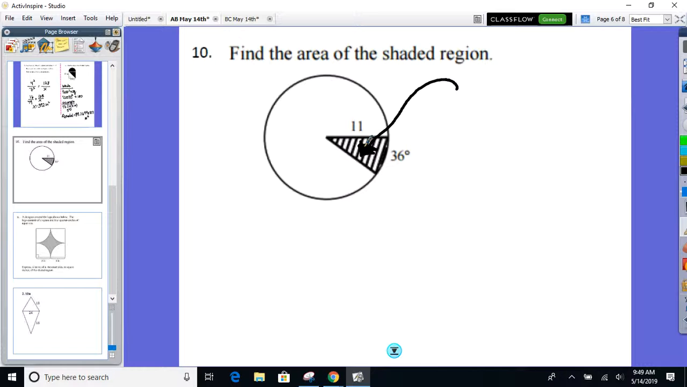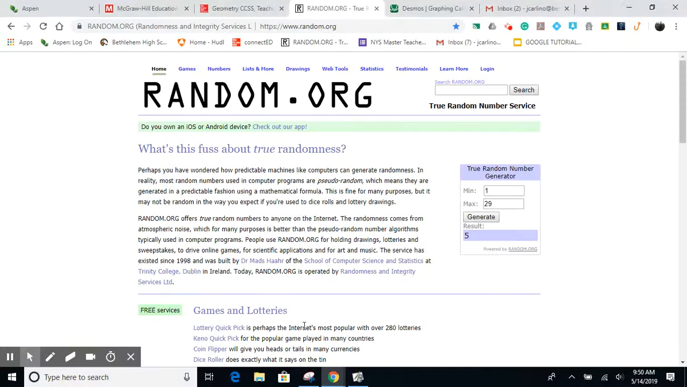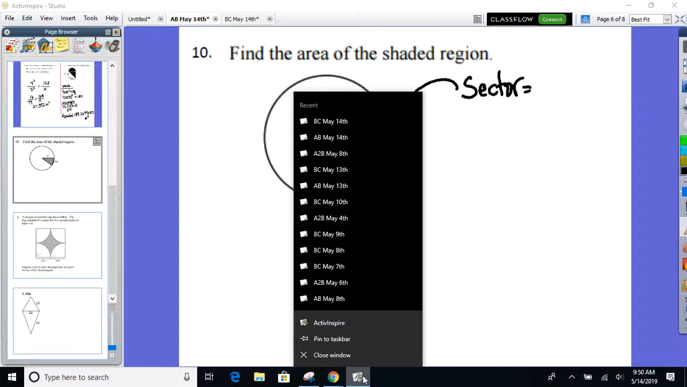We spent a day on it, probably day 3. Sector, that's a sector. And we have a formula for the area of a sector. Anybody want to remind me of the formula here? Yes, you do. Area formula for a sector.